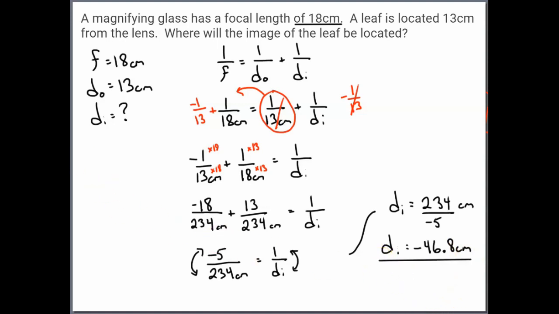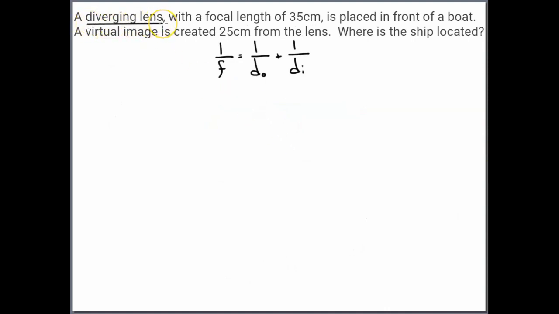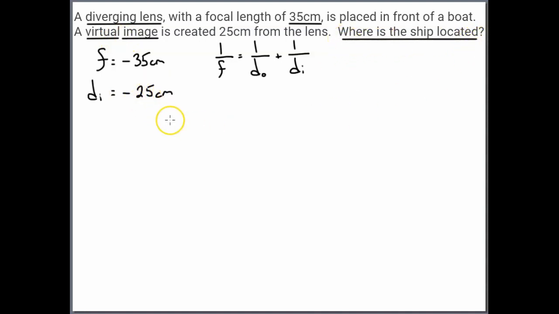Let's do one more. In this one, we have a diverging lens with a focal length of 35 centimeters. But remember, for a diverging lens, the focal length is negative. So we have to be careful there. And it's placed in front of a boat. A virtual image is created 25 centimeters from the lens. So this is for the image, so DI, and it's virtual. So that means it's negative as well. So you have negative 25 centimeters. It says, where is the ship located? So we're looking for the distance to the object now.